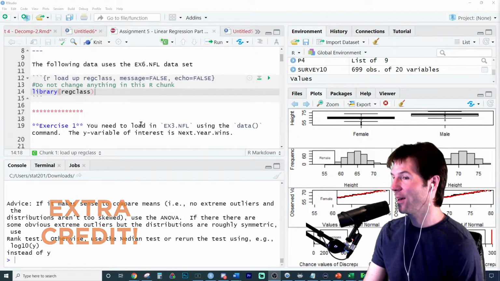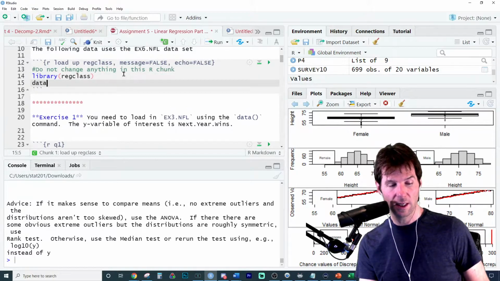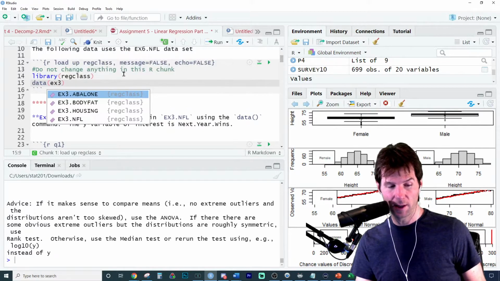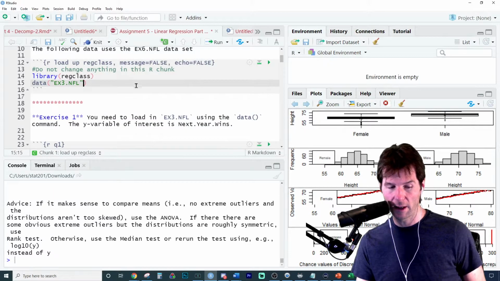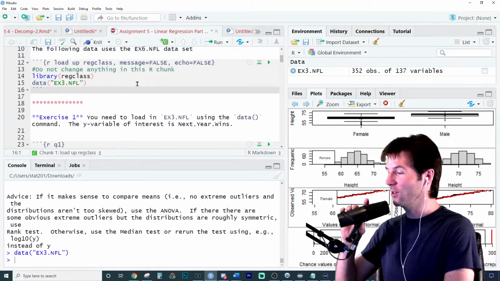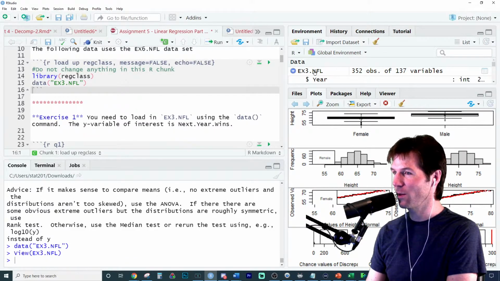Great work today. So we need to load in our data set. Data, ex3.nfl. I'm going to load in the data after I clear all the data there. And now we've got the data loaded in. So now we've got the EX3 NFL data set loaded in.